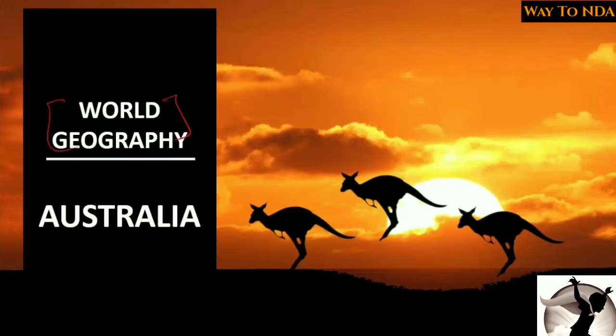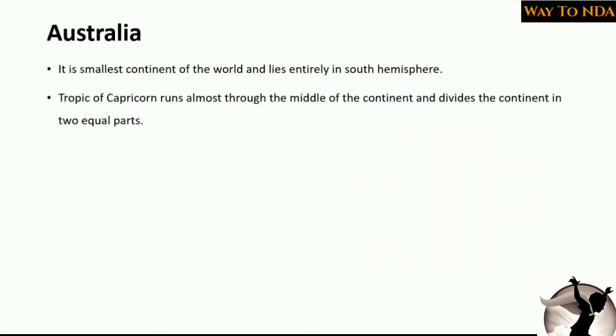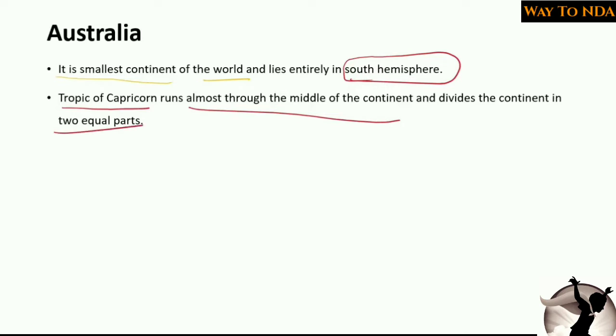And in this world geography, now it's turn to study about Australia. So let's study about Australia. Okay, the Australian kangaroos. It is the smallest continent of the world and lies entirely in the southern hemisphere. Remember this. It lies entirely in the southern hemisphere, and the Tropic of Capricorn runs almost through the middle of the continent, and this Tropic of Capricorn divides the continent into two equal parts.